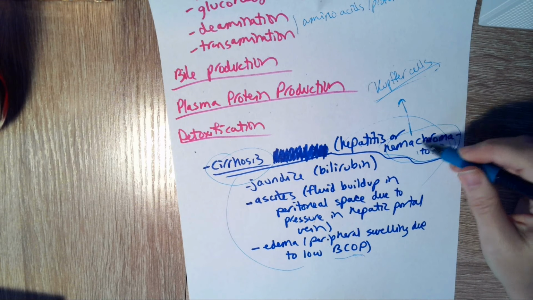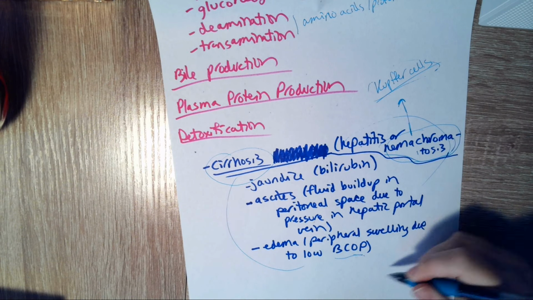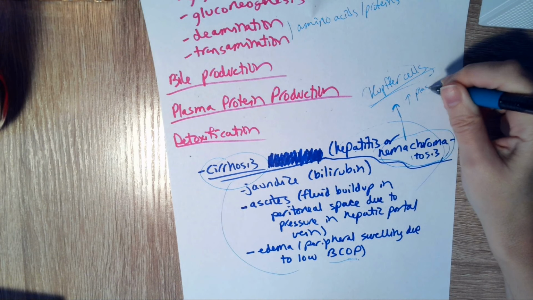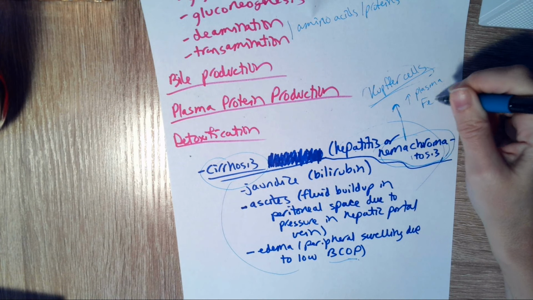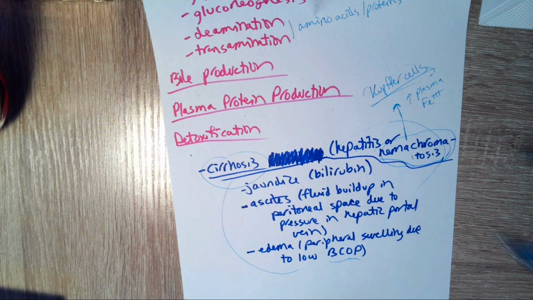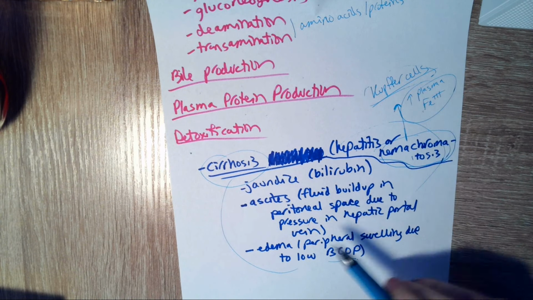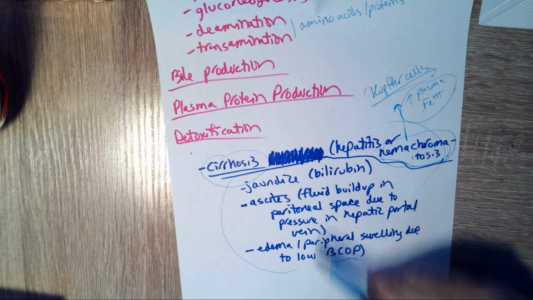But if you had hemochromatosis, you would also have high levels of iron in your plasma. So that would be the kicker. That would be how you would know that it was hemochromatosis as opposed to another sort of cirrhosis.